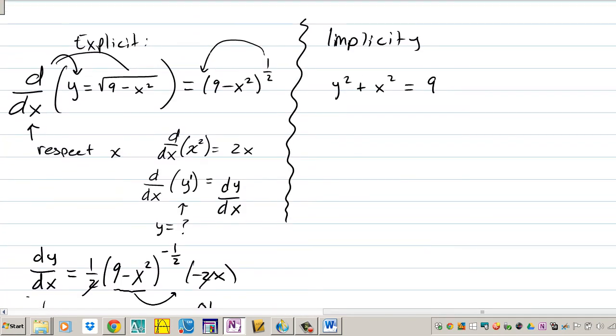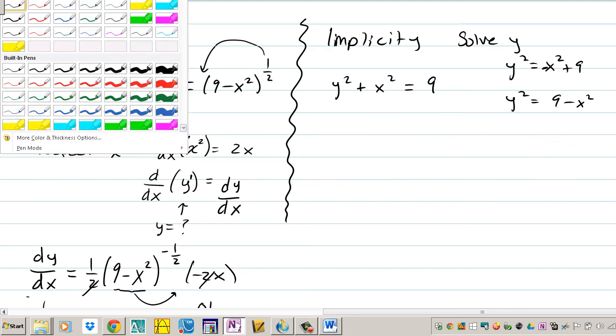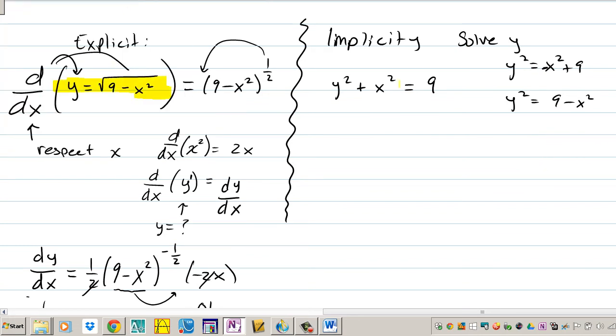But what about the implicitly defined function? Now, you could solve for y and get y squared is equal to negative x squared plus 9, which is the same thing as y squared is equal to 9 minus x squared, which is also the same thing as y equals the square root of 9 minus x squared. Okay, you could do that and take the derivative and you get all the way what we just got down there. So by now you probably figured that these two equations are the same equation, except one's implicit, one's explicit.